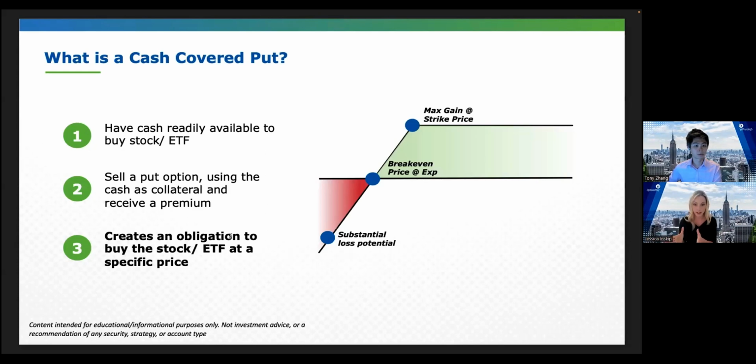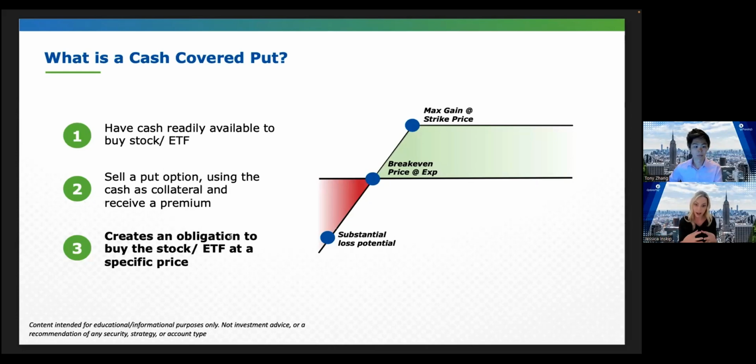So let's add some clarity to that. For a cash covered put, this is where I want you to think about that mirroring we were talking about earlier. This is the obligation to buy. So you have to have cash readily available to buy that security. If you have the obligation to buy at $50 per share, you need to have enough cash to buy 100 shares at $50 per share.